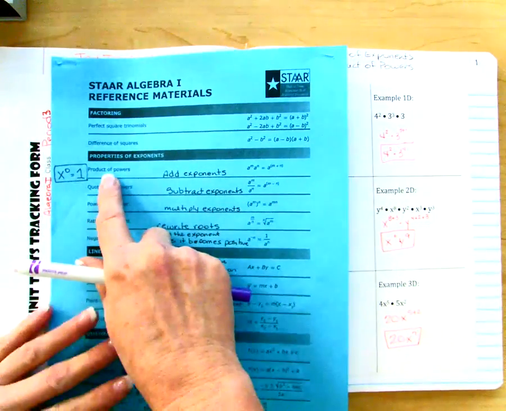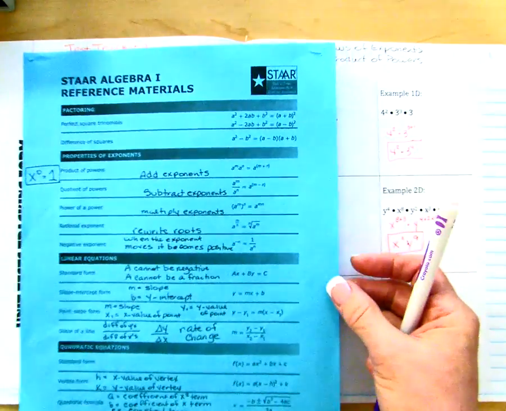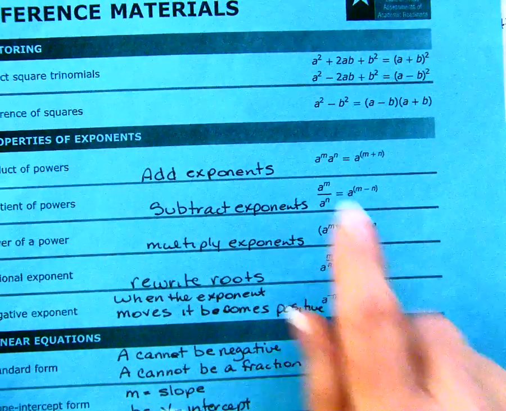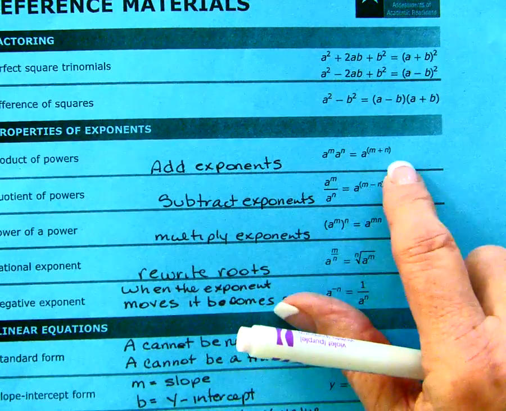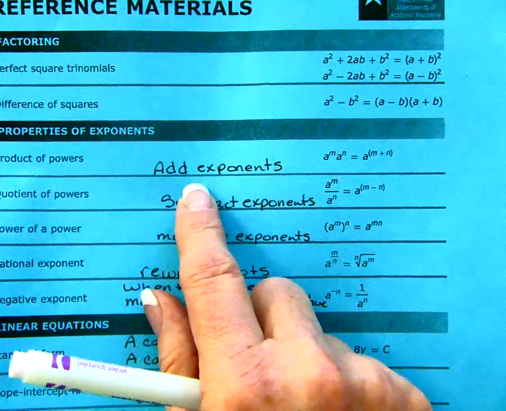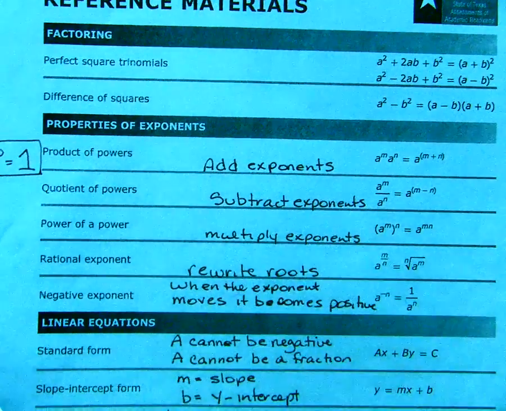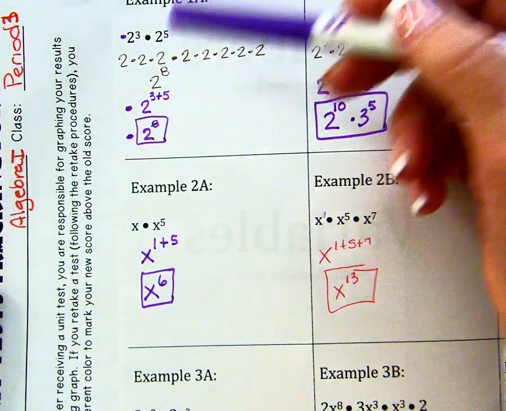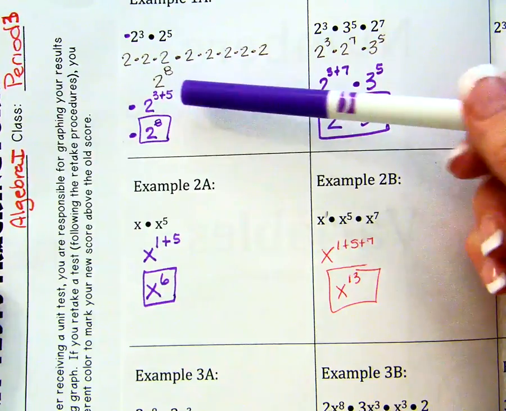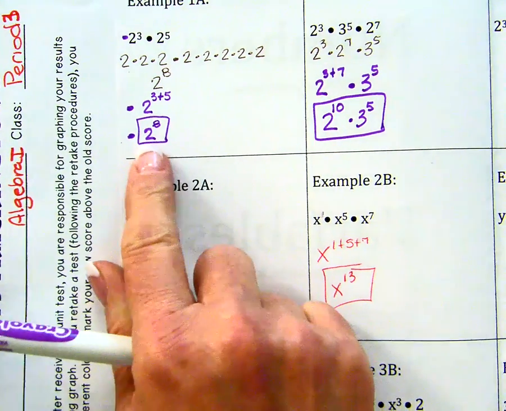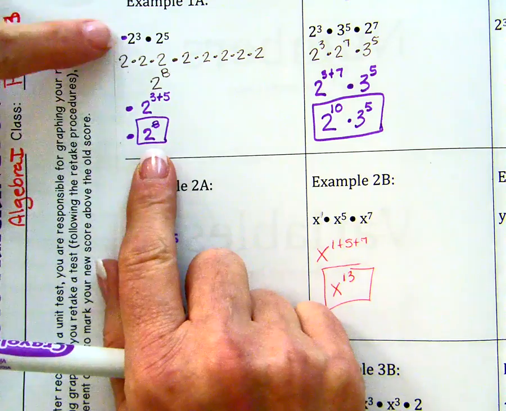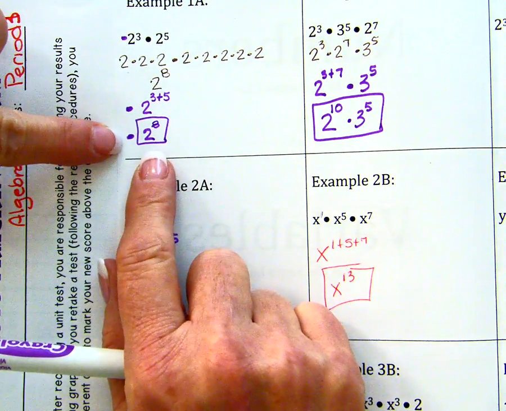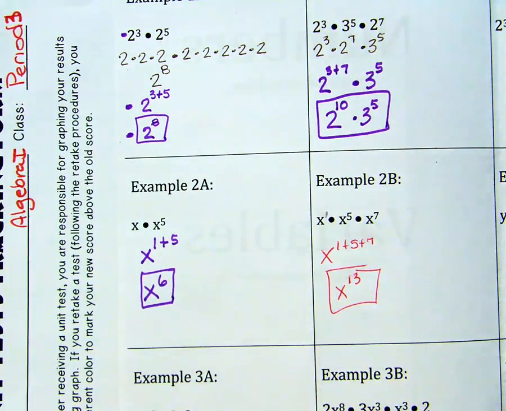So here, the product of powers says, let me get this a little bigger for you. When you have like bases, you add their exponents. So that's what we're doing in these, is adding the exponents. Back over here, we had 2 to the third power, that's where this 3 comes from. 2 to the fifth power, that's where this 5 comes from. 3 plus 5 is 8, so the exponential form of 2 to the third times 2 to the fifth is 2 to the 8th.